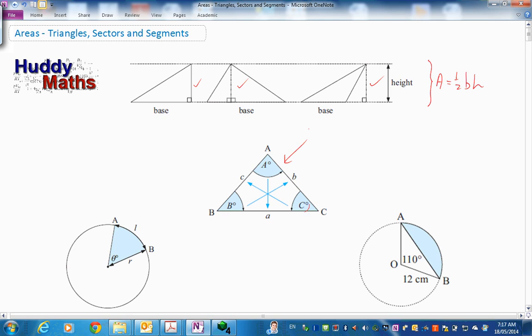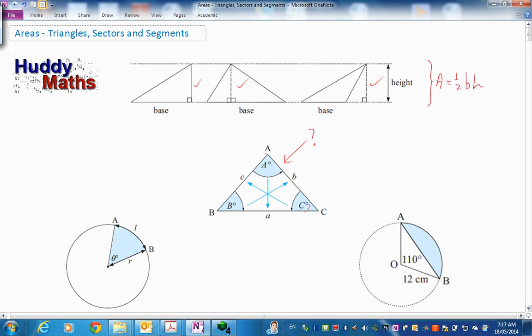That's a good comment, but what about this triangle? Do we actually have to draw the altitude in and find it? Or is it possible to find the area of this triangle knowing only the sides and the angles without actually having to calculate the altitude or the height? That's our challenge. And just look at the notation in this triangle.